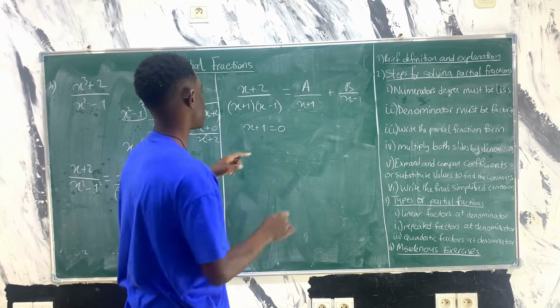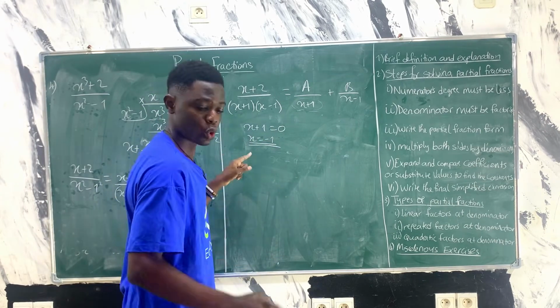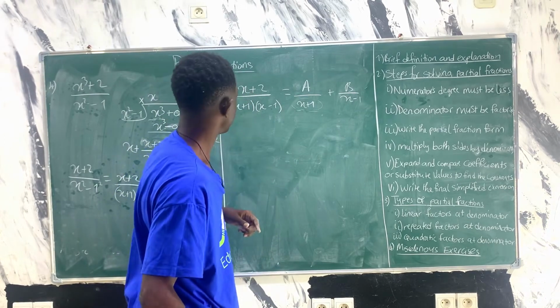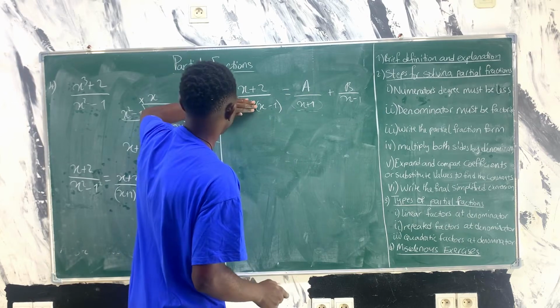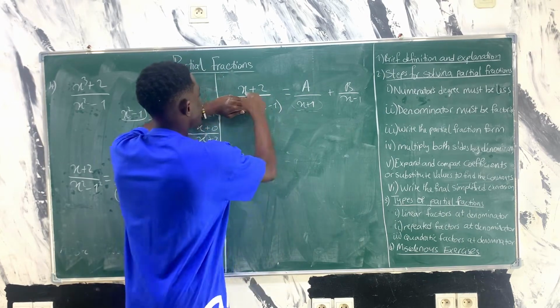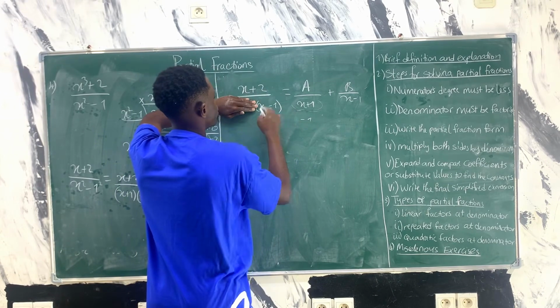X plus 1 is equal to 0, so x will be equal to minus 1. So you have your minus 1 everywhere else. If I put minus 1 here, I have minus 1 plus 2, which is 1.